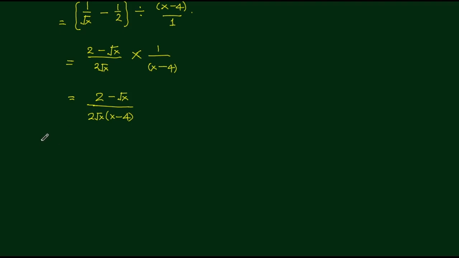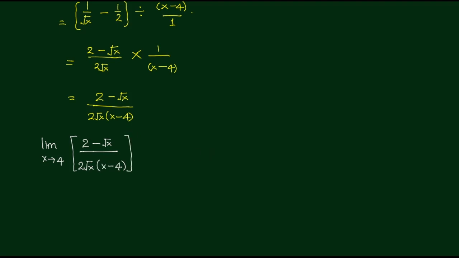So we have limit as x tends to 4 of, we write our new version, and that is 2 minus root x divided by 2 root x multiplied by x minus 4. So how is this going to be?